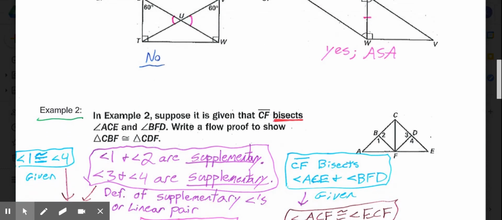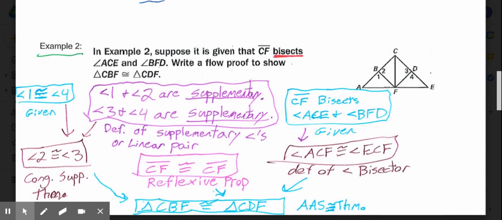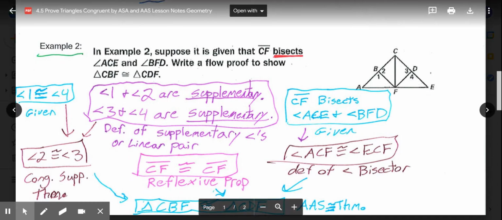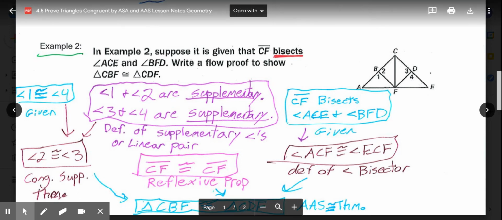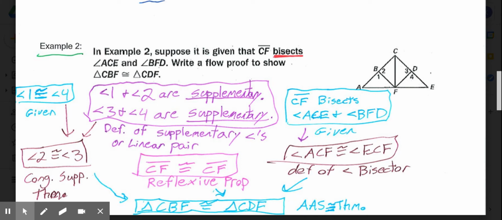Then example 2. Example 2 says, suppose it is given that segment CF bisects angle ACE and angle BFD. Write a flow proof to show that triangle CBF is congruent to triangle CDF. So we've had a 2-column proof that we've already looked at. A flow proof is kind of like a flow chart, where you put information in boxes and then you draw arrows going to the next information that they link to.